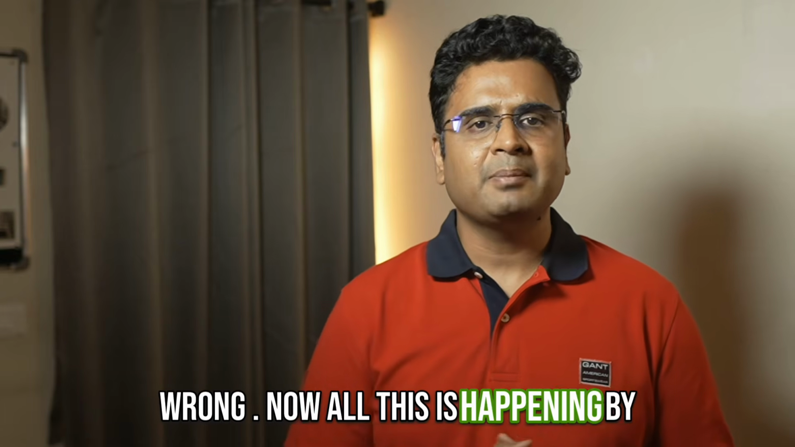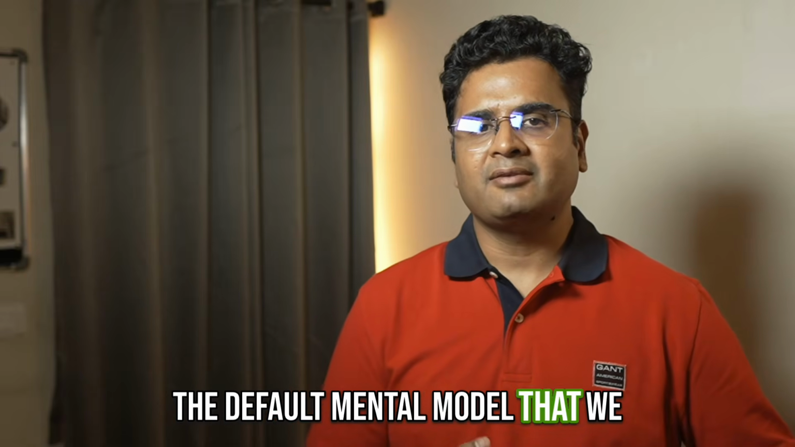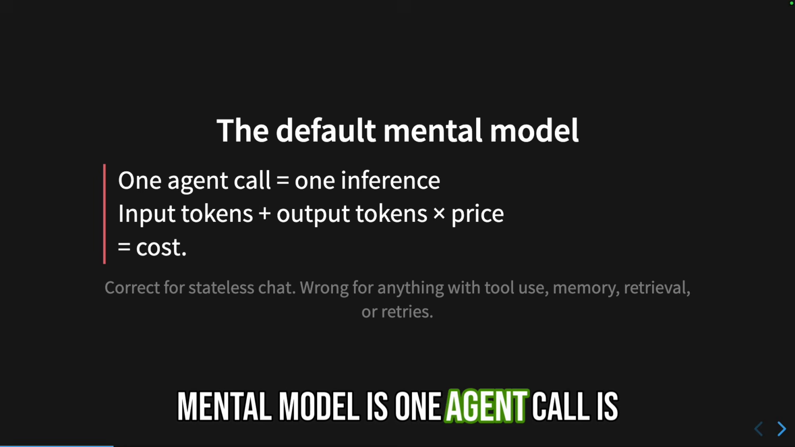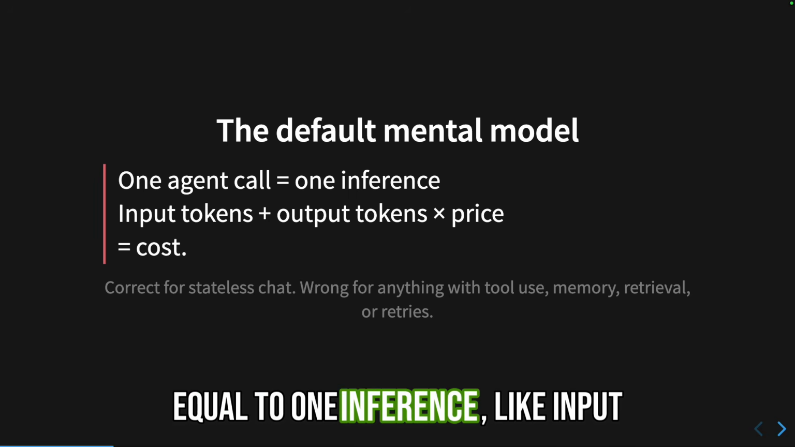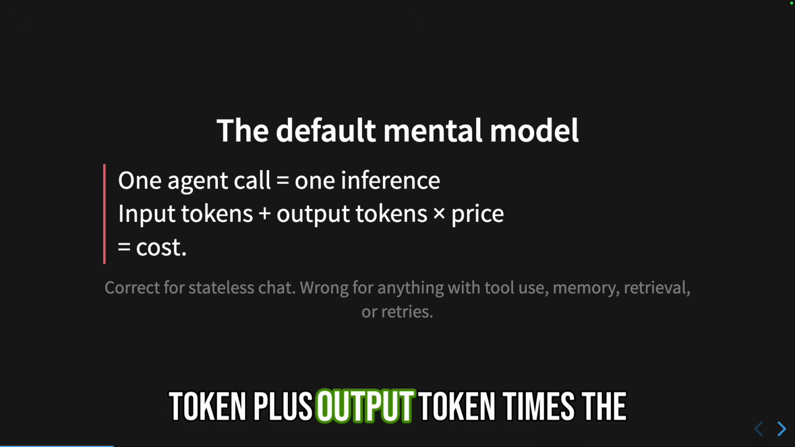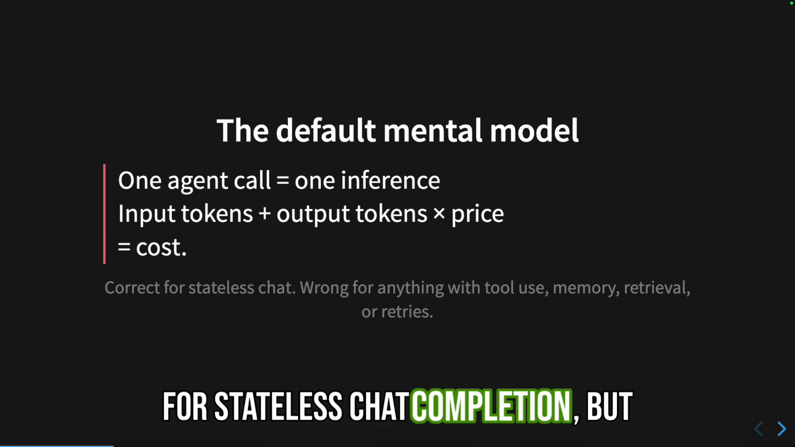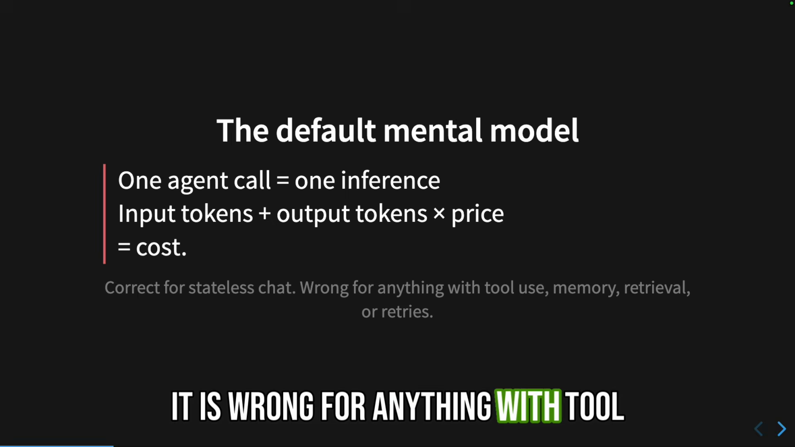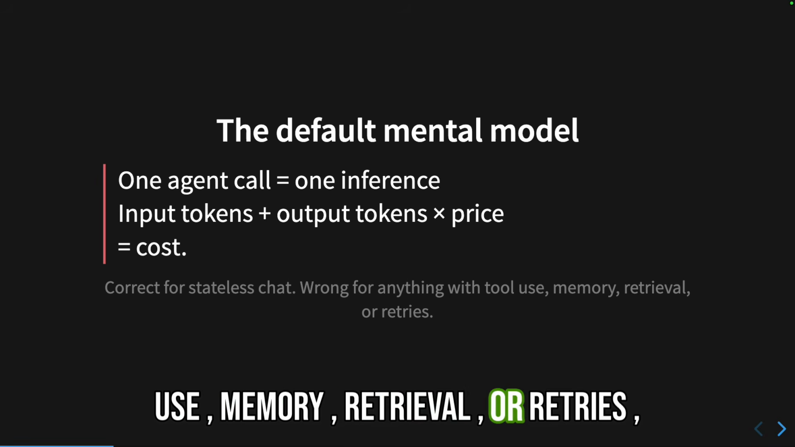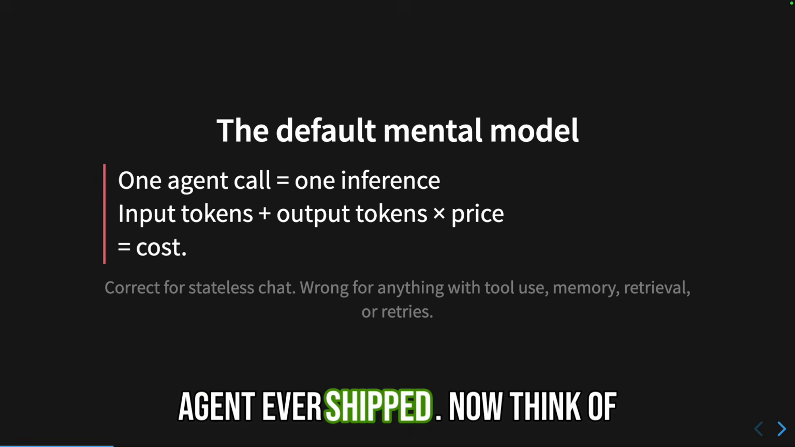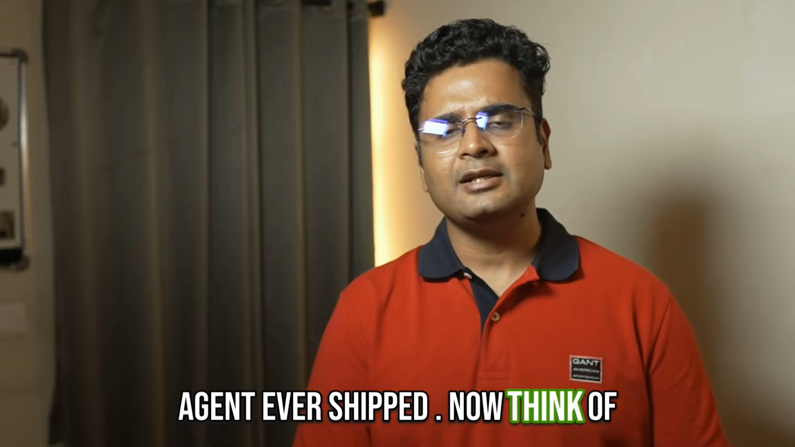Now, all this is happening because of the default mental model that we have for an agent. The default mental model is one agent call equals one inference: input tokens plus output tokens times the price, done. That model is correct for stateless chat completion, but it is wrong for anything with tool use, memory, retrieval, or retries, which is every single production agent ever shipped. Now, think of this scenario.